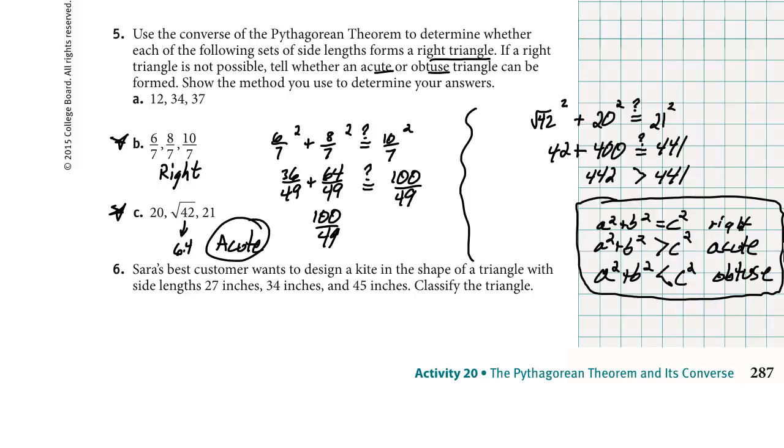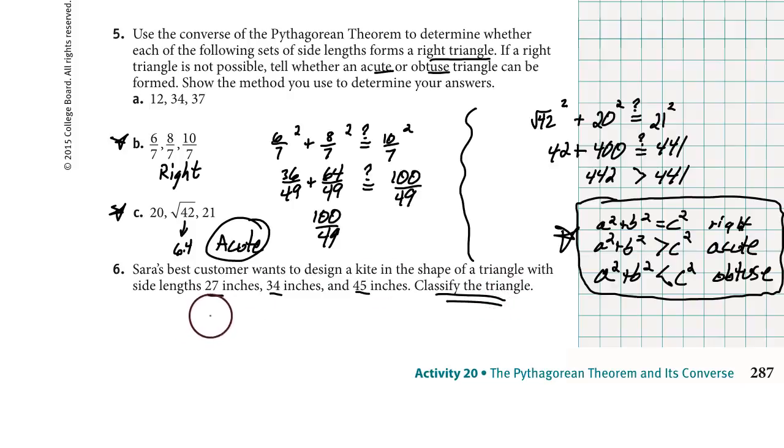Let's do number 6 and use these notes to answer the question. Sarah's best customer wants to design a kite in the shape of a triangle that has these 3 side lengths. What kind of triangle is it? Is it right, acute, or obtuse?